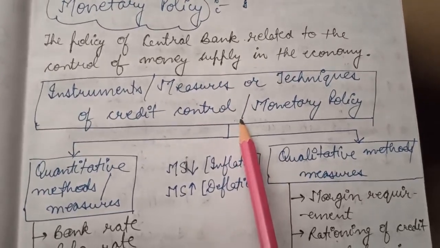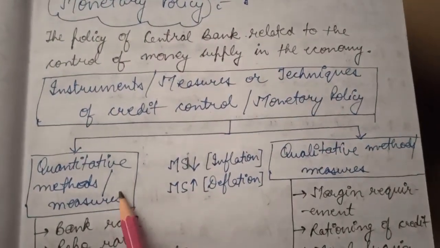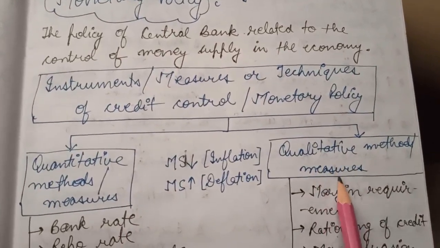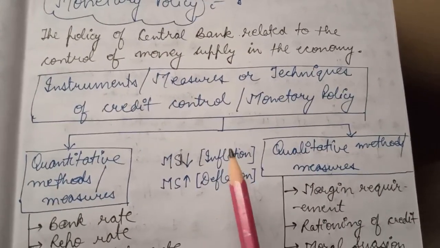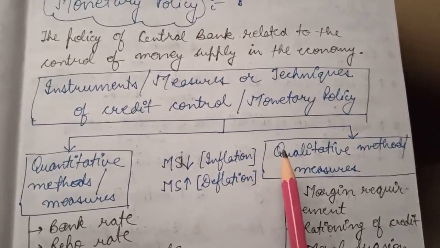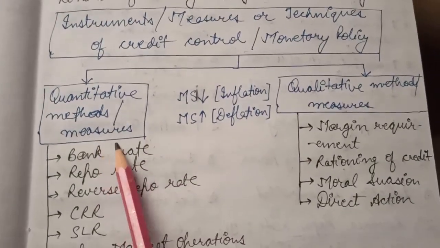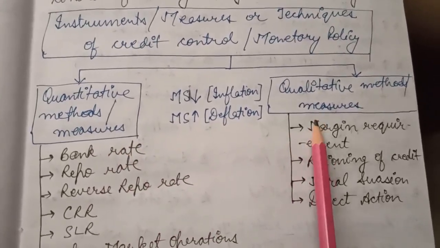Among those instruments, the main two are: the first one is the quantitative methods or measures, and the second one is the qualitative methods or measures. That is, all the instruments through which the credit or the money supply is controlled in the economy are mainly divided into two parts. The first part is the quantitative methods and another one is the qualitative methods.